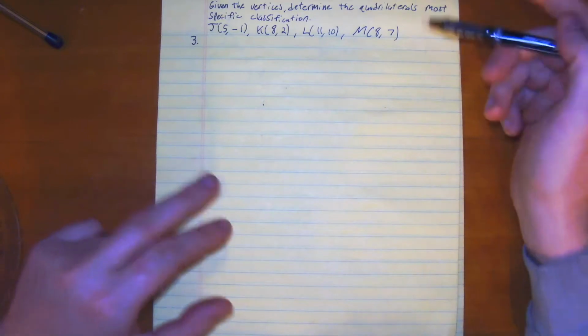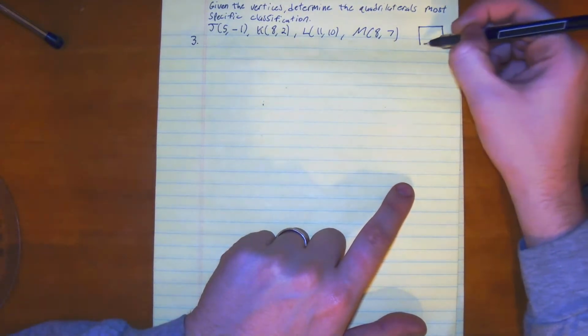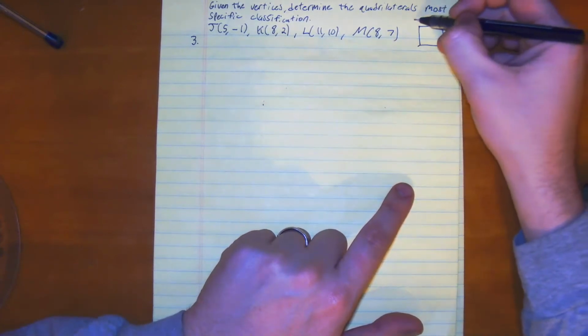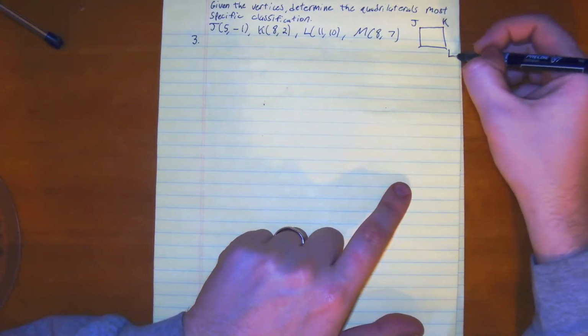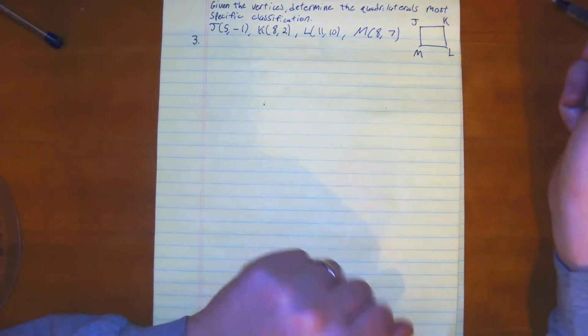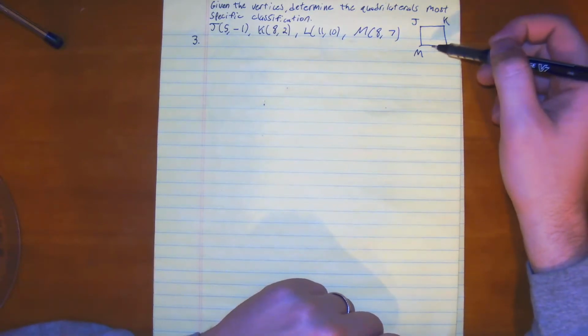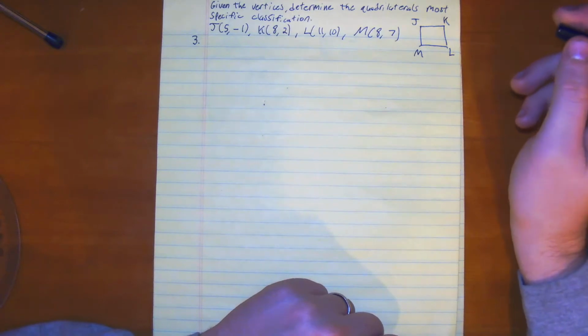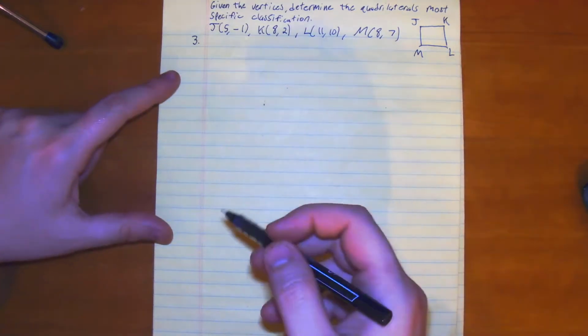Number 3, given the vertices, determine the quadrilateral's most specific qualification. J, K, L, M. So if we have a quadrilateral, it would look something like this. Again, we're just estimating. This is just to show what the name is, so we can see whatever we have, so we don't have to graph it. So we need to find if JK, KL, LM, MJ have any sides equal here. Because if we do, then we need to make sure what type of quadrilateral we have.